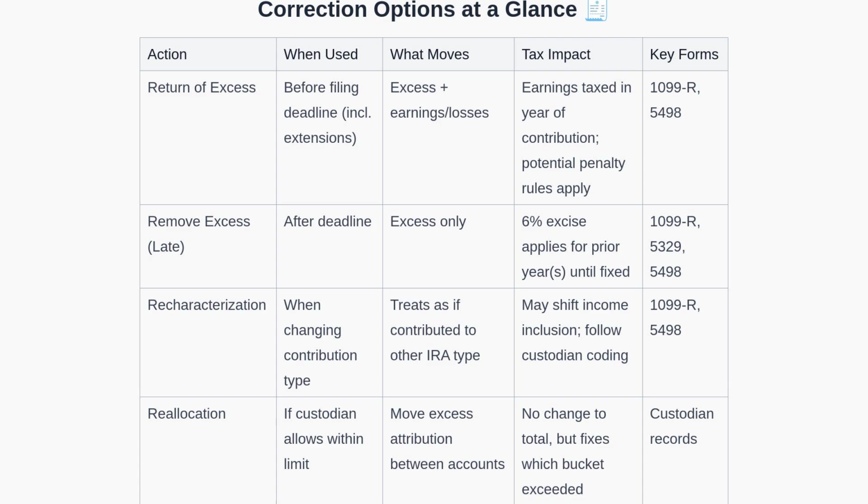This table summarizes common correction options. A return of excess before the tax filing deadline typically includes the excess plus or minus earnings or losses, with earnings taxed in the year of contribution. Removing the excess after the deadline usually involves taking out only the excess amount and paying the 6% excise for prior years until it is fixed. Recharacterization allows you to treat a contribution as if it were made to a different IRA type. Reallocation can correct which account is treated as having the excess, if permitted, without changing the total contributed.